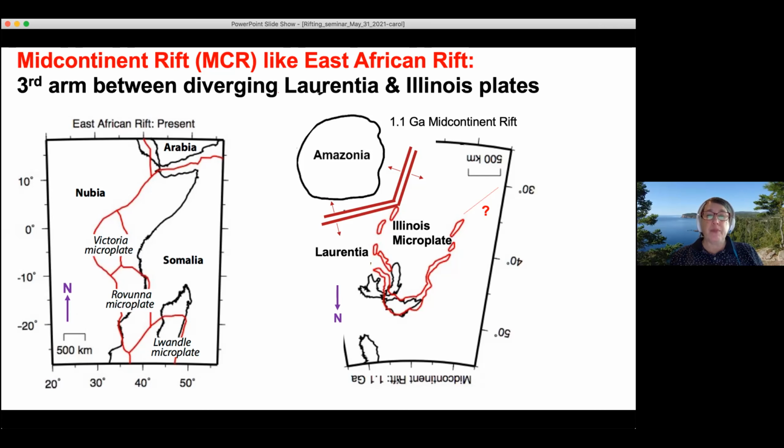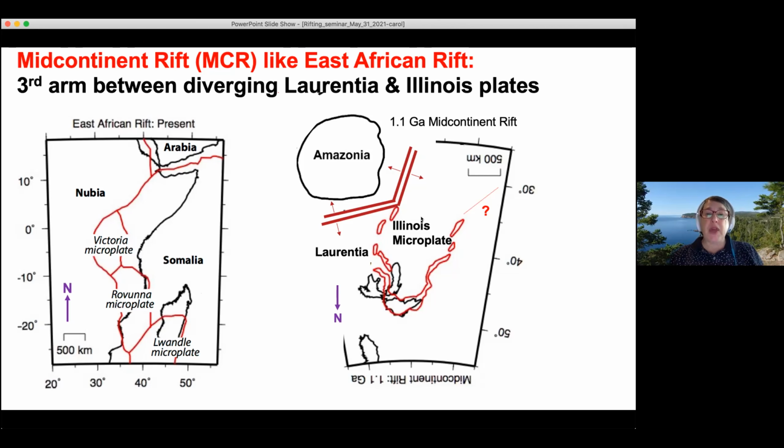What I've done here is I've turned North America upside down. Canada is at the bottom, the United States at the top, the Great Lakes here with Lake Superior, where the Midcontinent Rift outcrops over here. And we would have had a triple junction with Amazonia rifting away from Laurentia or North America. And the Midcontinent Rift is this failed third arm, now failed, the way the East African Rift today is, of course, presently extending, but if it doesn't succeed, it will become a failed rift.